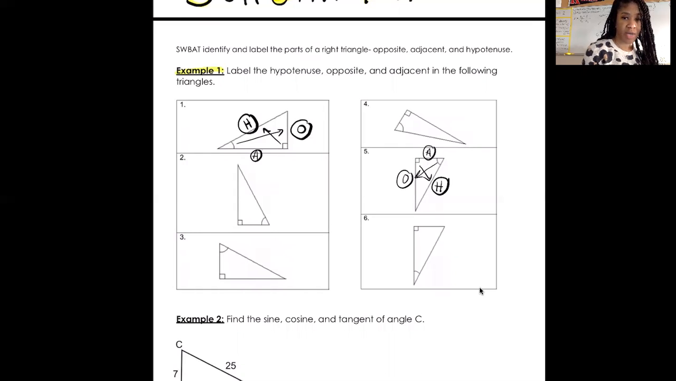So the most important thing that you have to know how to do when you're working with trig is you have to be able to label the sides: opposite, adjacent, hypotenuse. If you mislabel them, everything from this point forward is going to be incorrect, okay?